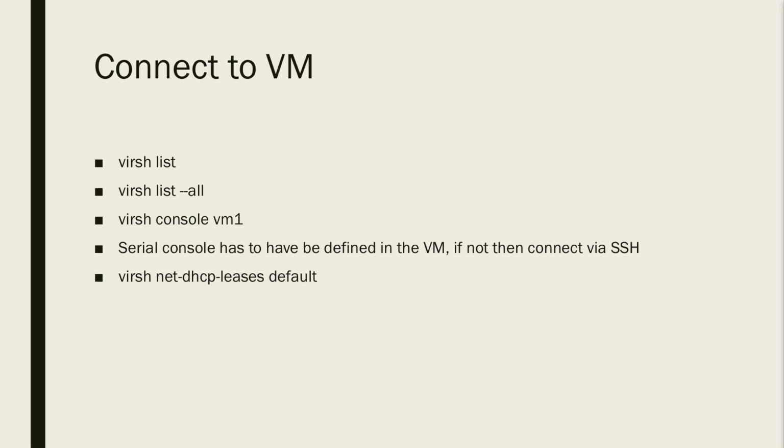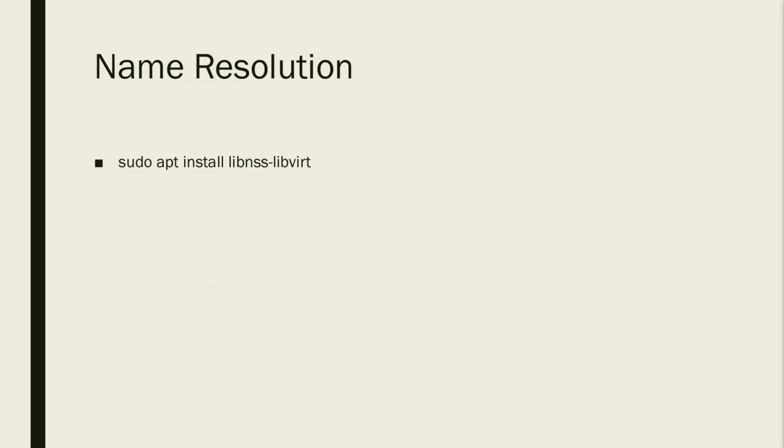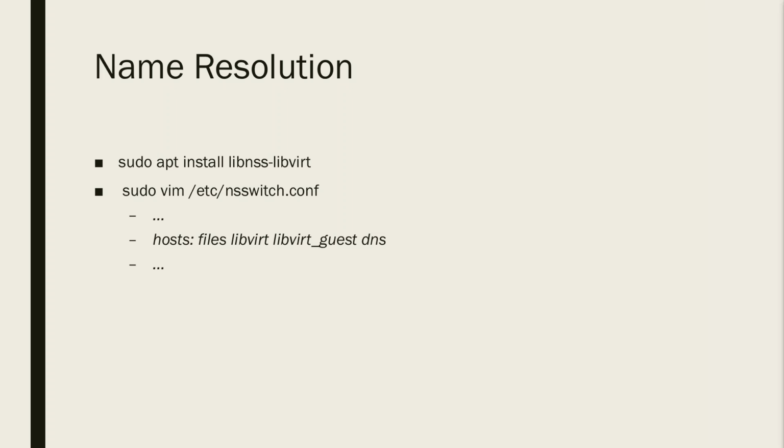But I've also set up the hostname resolution. With this, we need to make sure that we've got the libnss-libvirt package installed. That's going to give me the libraries that I need. And then we edit our name service switch configuration, the nsswitch configuration. For our hosts, we look in our local files. So that's going to be our hosts file. We then look for libvirt. So that's going to be the name from DHCP. We can also include libvirt_guest, so we should be able to resolve guest names.